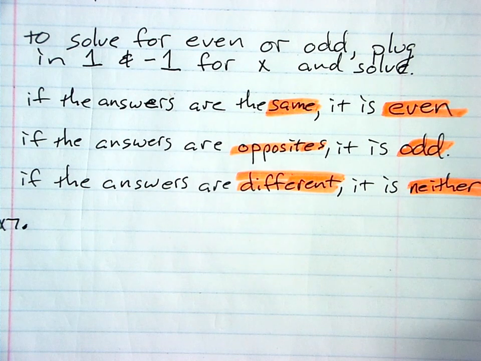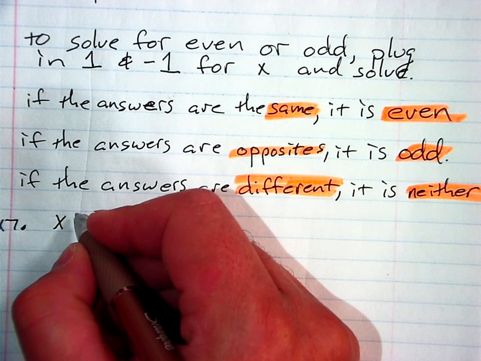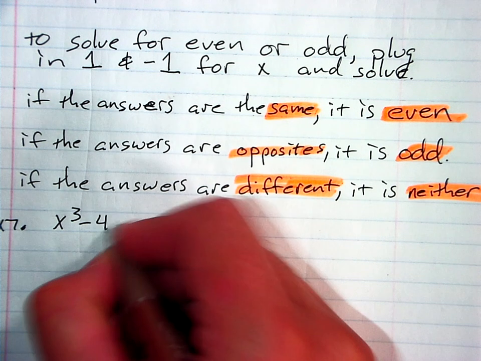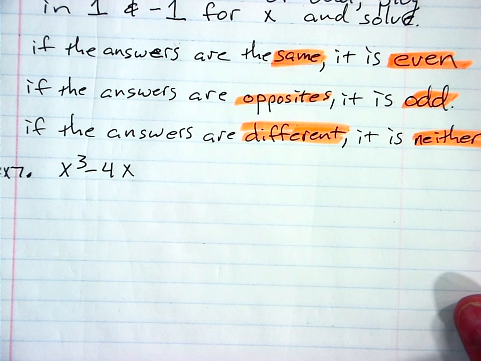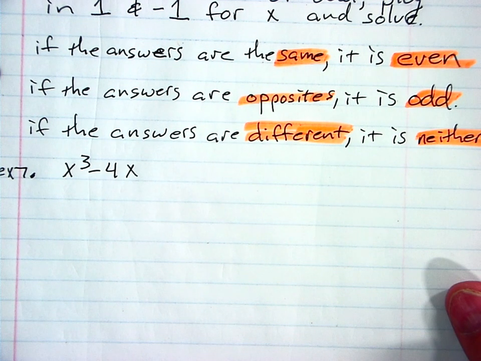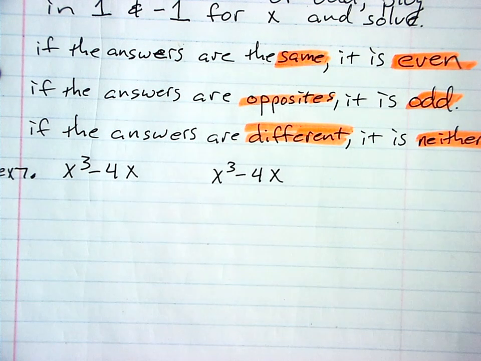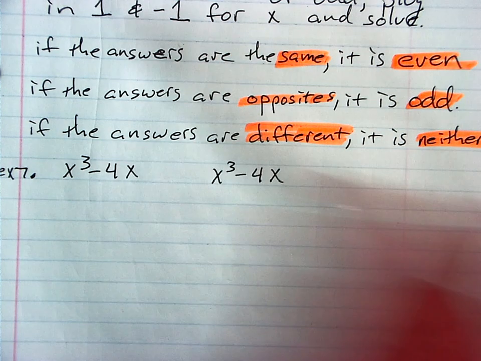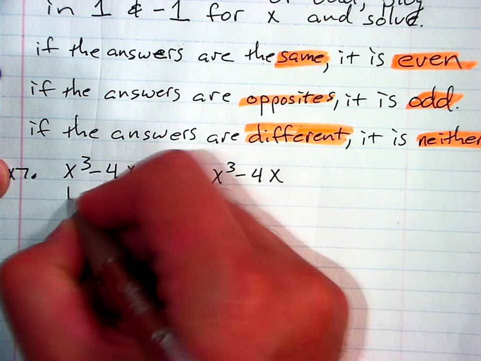Example 7. This is a lot of examples in this section. I'm sorry, it's not my fault. I didn't write the book. So what it's going to do is give us an expression, x cubed minus 4x. So it wants to know if it's odd, even, or neither. So what I need to do is write it twice. My directions say to solve for even or odd, plug in 1 and -1. So wherever I have an x, I'm going to replace it with 1.